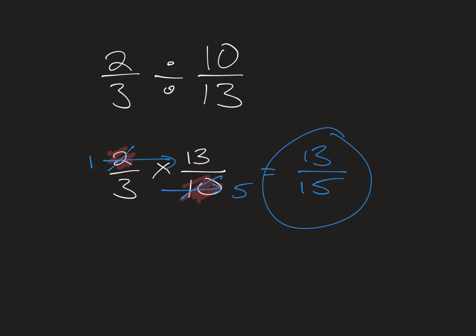Next example. What if we have 6 divided by 2/7? First number we're not going to change, but I'm going to write it as a fraction. I'm going to make that 6/1. We're going to change division to multiplication, and then take the reciprocal of the second number.